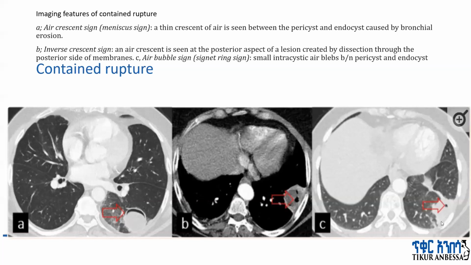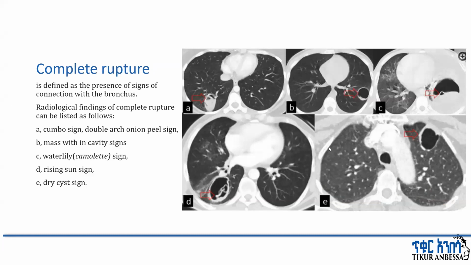The third one is the signet ring or air bubble sign. This shows imminent rupture, and that's a very important sign to alert the physician. There is associated pleural thickening, probably slight pleural effusion in this patient. Complete rupture has its own signs, defined as the presence of a connection with the bronchus. The radiological findings of complete rupture can be listed as follows.